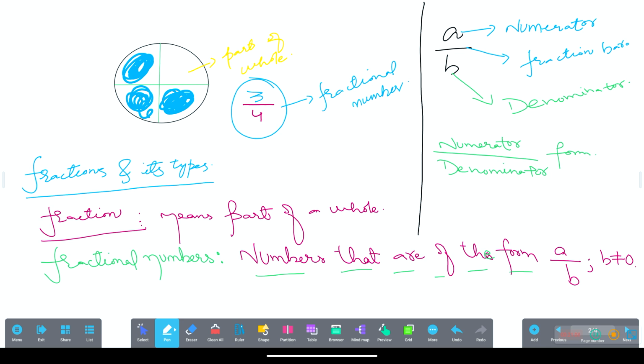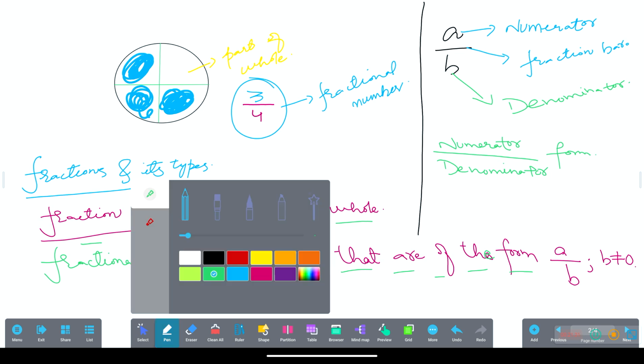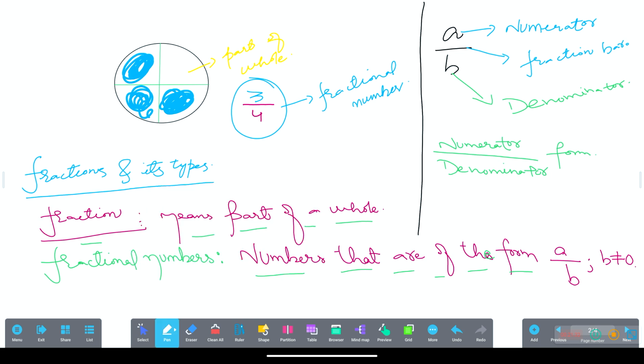Now, moving forward, this is fraction, and fraction, if you have to define it, means part of a whole. And fractional numbers are of the form a by b, while b is not equal to 0, or the numbers that are of the form numerator by denominator. Here you can see it, numerator divided by denominator form.